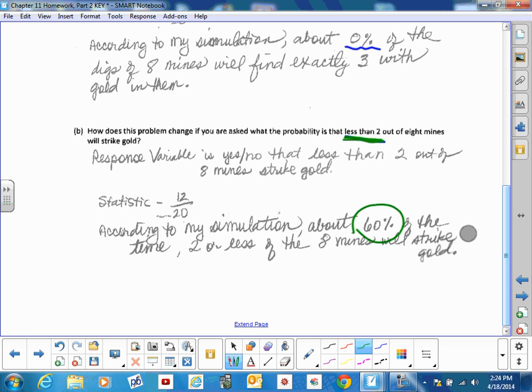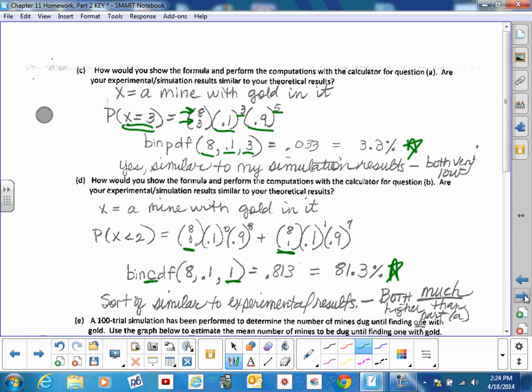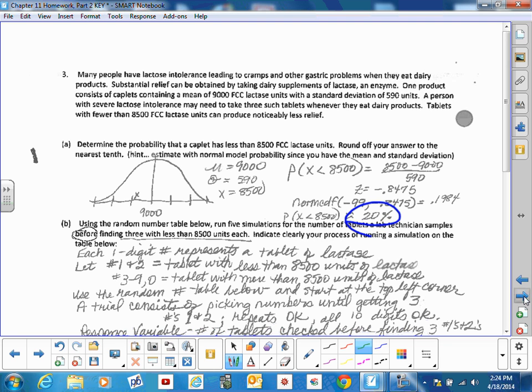Okay? All right, last thing I want to talk to you about this homework before we go on to what you're going to do today is this. On number 3, this is a very valid problem that you would be asked to do. And I can tell you on AP, they would not give you this hint. They would not say, estimate with the normal probability since you have the mean and the standard deviation. That would be something that you would need to have come up with yourself. That you see, hey look, they gave me the mean and they gave me the standard deviation, so I think I can find the probability of getting a tablet with 8,500 units or whatever, or less.